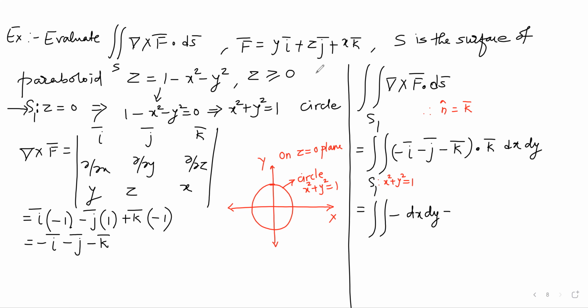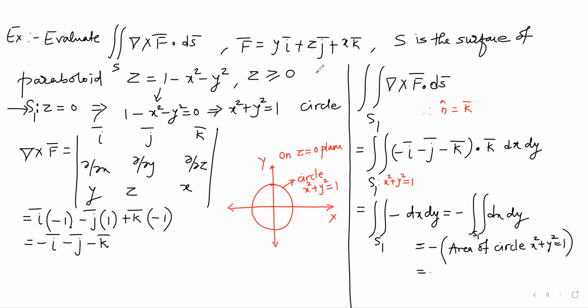You can take the minus sign outside, dx dy over the surface S1. So what is this? This is the area of the circle x square plus y square equal to 1. So that's minus pi r square, that is minus pi. This is the answer.